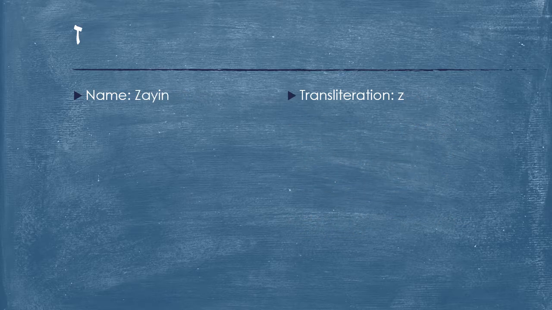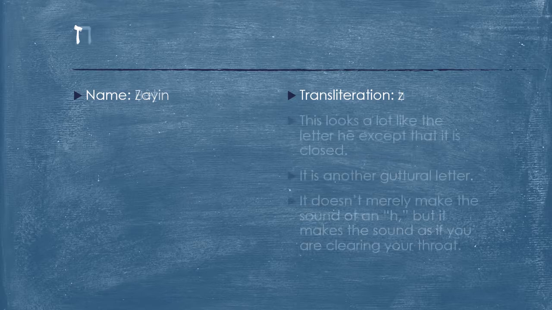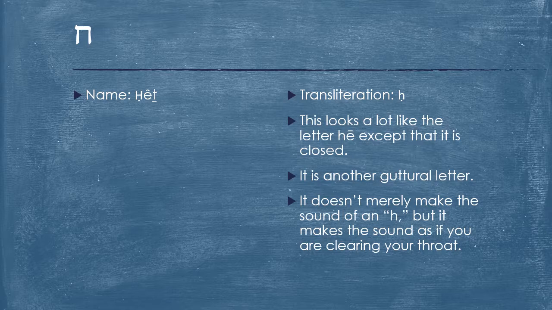The next letter is Zayin. This is just transliterated as a Z sound, Z. This one's pretty self-explanatory. The next letter is Chet. As you see, the transliteration has an H with a little dot underneath of it.